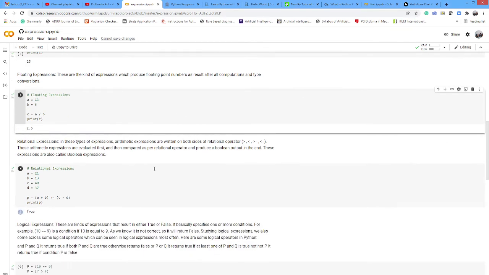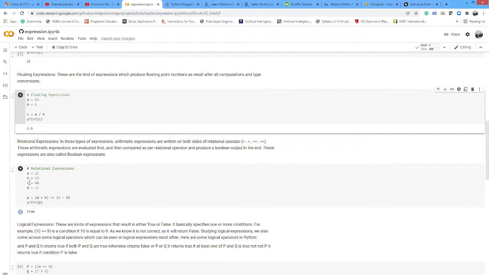Relational expressions. In these expressions, arithmetic expressions are written on both sides of a relational operator. Those arithmetic expressions are evaluated first and then compared as per the relational operator and produce a Boolean output in the end. These expressions are also called Boolean expressions. Boolean means it gives the result true or false.